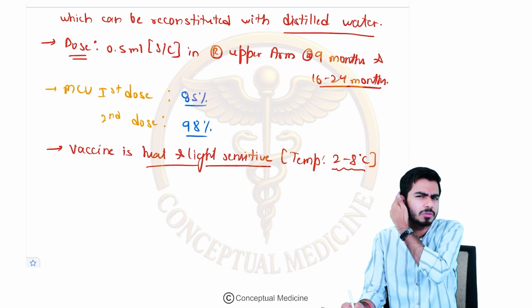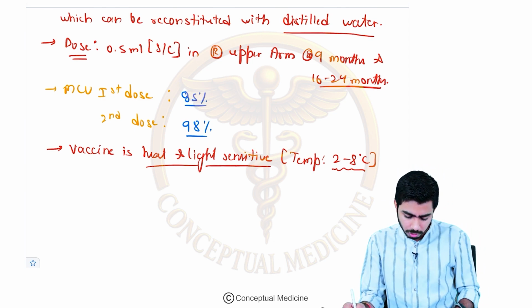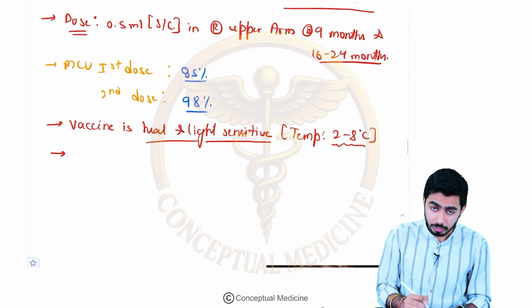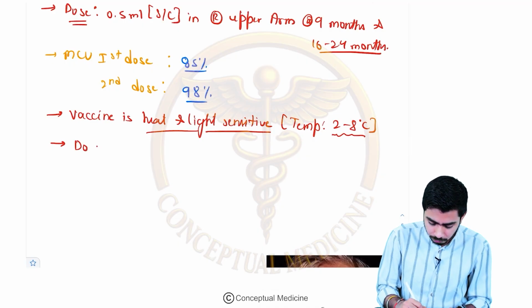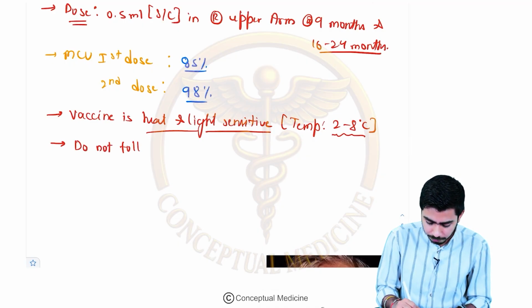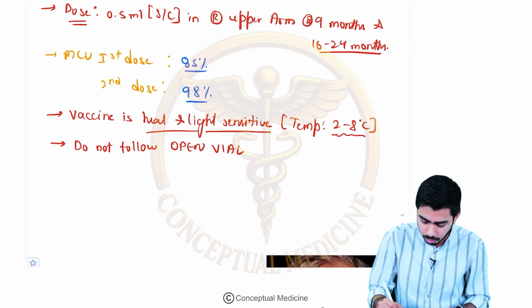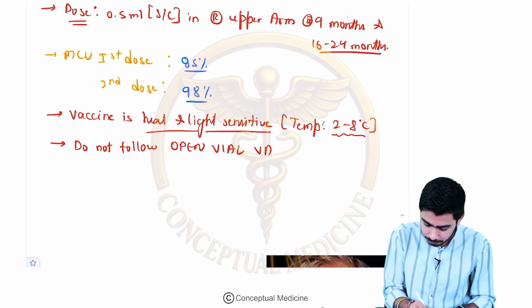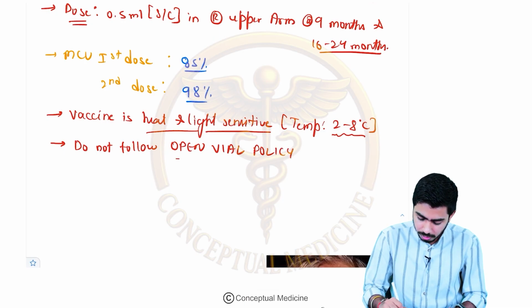For example, if you talk about the rabies immunoglobulin, we'll talk about the rabies in the next section, don't worry about that. Once we are clear with that, one more important point which they commonly ask you is that this vaccine does not follow the open vial policy. I am writing this in bold letters, guys. Open vial policy, it is not following that.